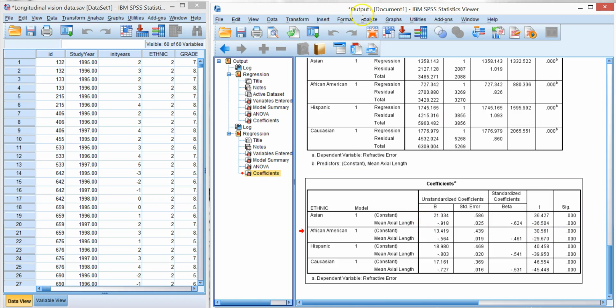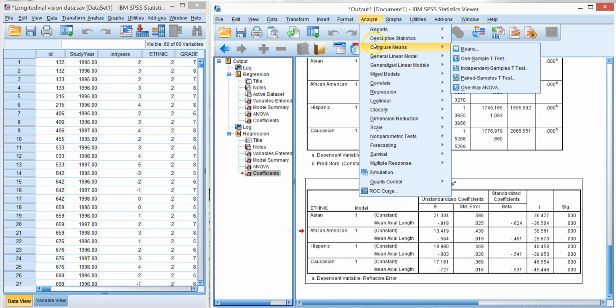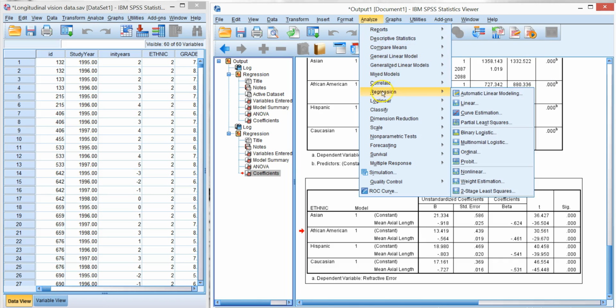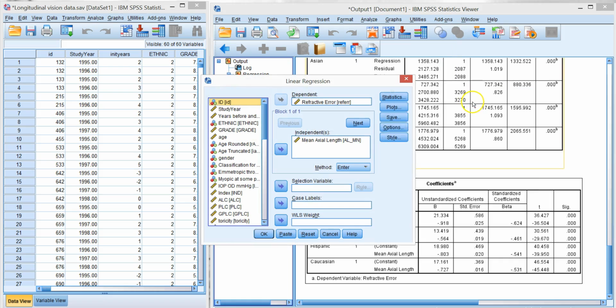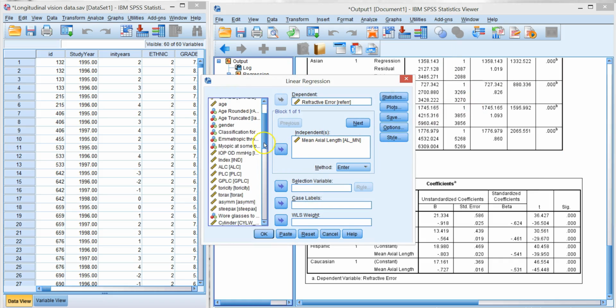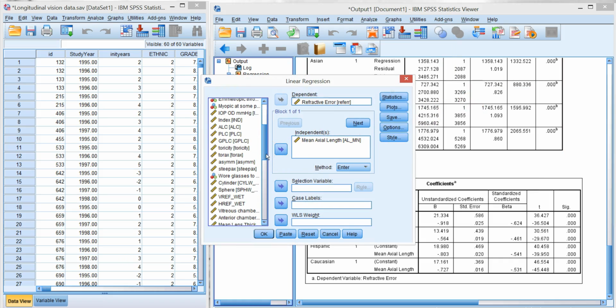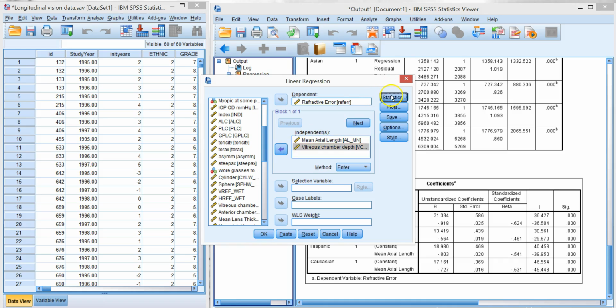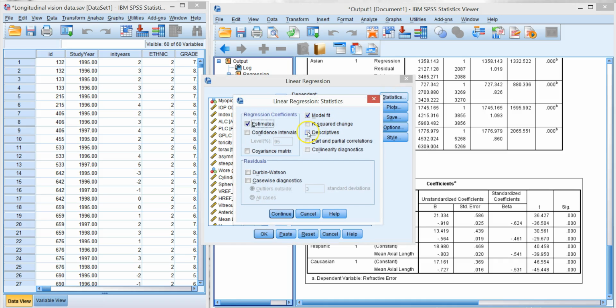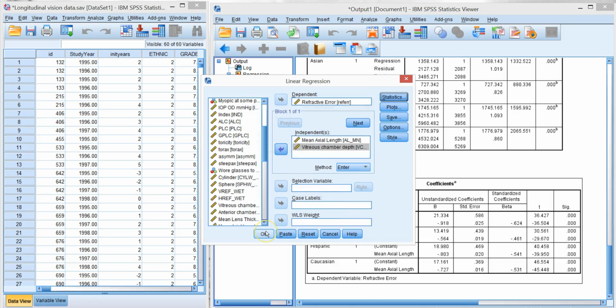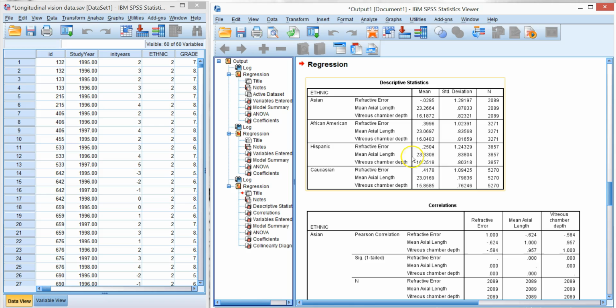All right, now let's do a multiple regression. Let's regress linear, with axial length. Let's see if we can do better when we add in vitreous chamber depth. Let's do some statistics. Let's do our descriptives and this thing called collinearity diagnostics. And let's see what we have.